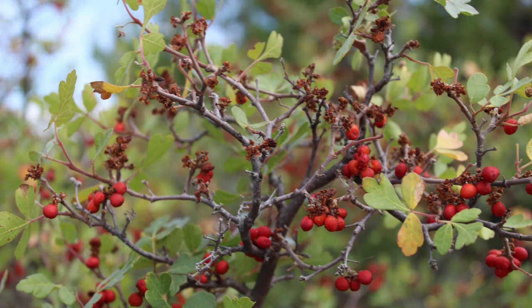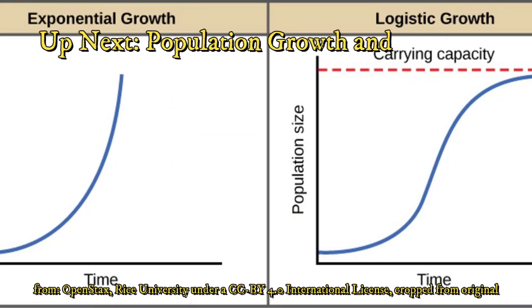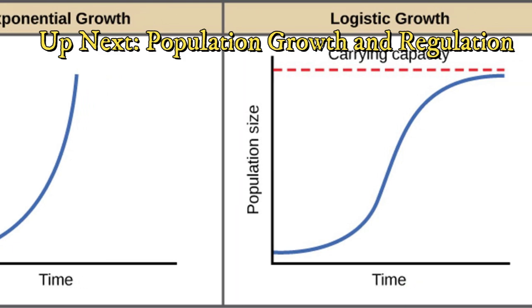The trade-off for type 3 curves is high younger mortality rate by having lots of offspring while providing little to no parental care. In our next video, we will review life histories and study the major population growth patterns.